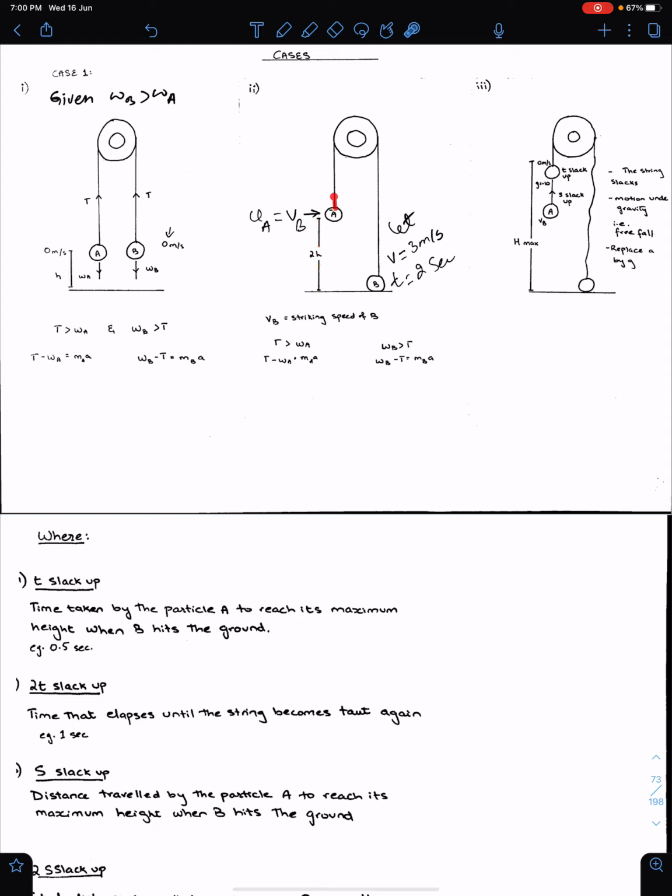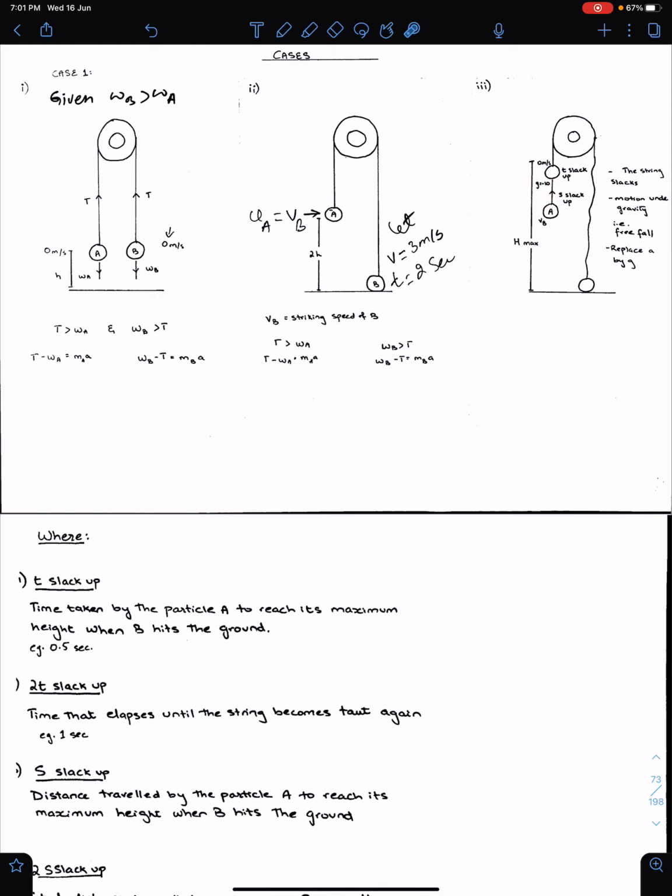Since the speed of A is not 0, it's 3 meters per second, therefore A will move under gravity and the string will become slack. This is the situation. At this point, A is at height 2h from the ground and the speed of A is 3 meters per second, which is the striking speed of particle B with the ground, and A will reach its maximum height in t up seconds, and g is minus 10 because this motion is vertically upward.